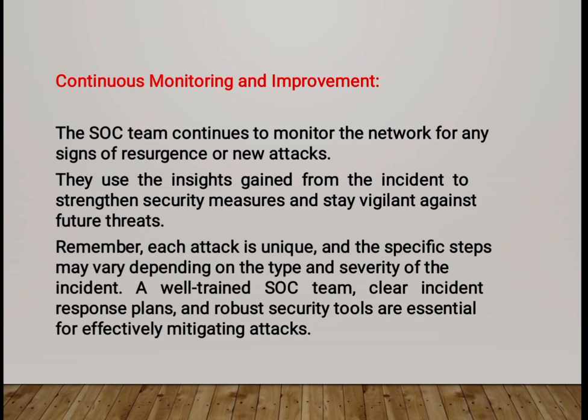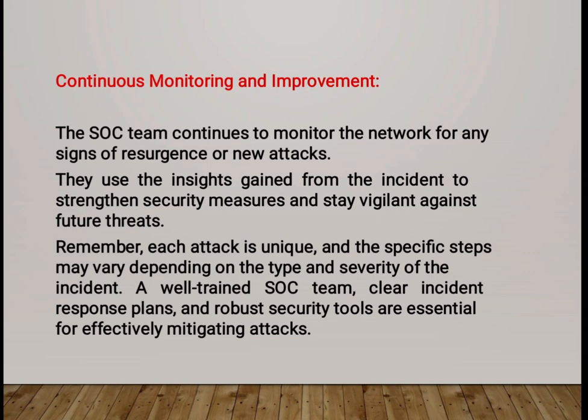The last step is continuous monitoring and improvement. The SoC team continues to monitor the network for any signs of resurgence or new attacks. They use the insights gained from the incident to strengthen the security measures and stay vigilant against future threats.